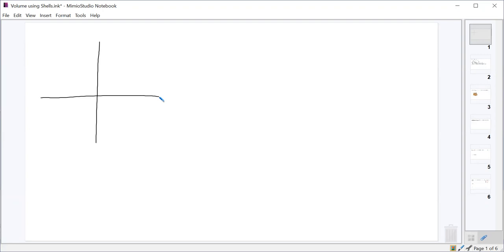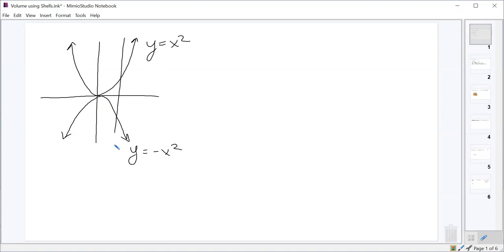All right. Let's take the region between y equals x squared, and how about y equals, let's just say, y equals negative x squared, and the line x equals 1. We're going to take this region right here.